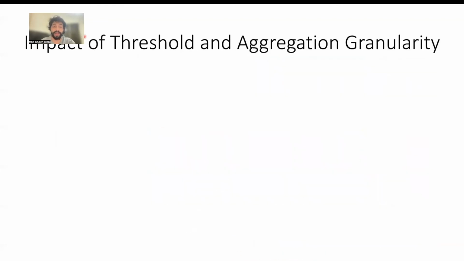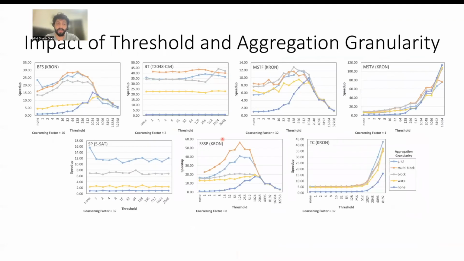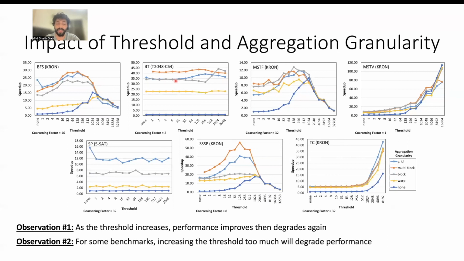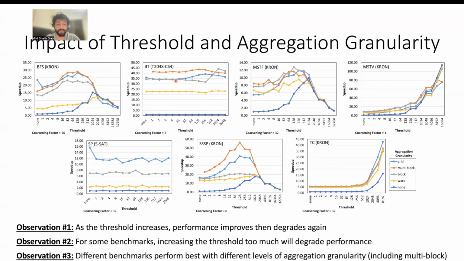We also analyze the effect imposed by the threshold and aggregation granularity. Our first observation is that whenever we increase the threshold, the performance does increase until at some point it degrades again. And this is expected because at some point it is favorable to do the work in parallel rather than doing it serially in the parent. Our second observation is that for some benchmarks, increasing the threshold too much will degrade performance. And the last observation is that different benchmarks perform best with different levels of aggregation granularity.